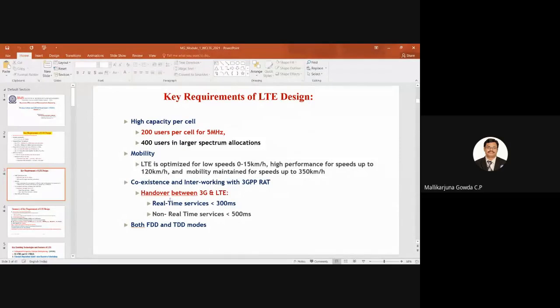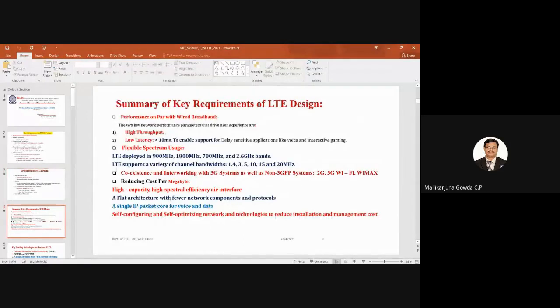To begin with, this is a summary. I wanted to highlight that LTE, the 4G network, will be operated in the 900 megahertz band, 1800 megahertz band, 700 megahertz band, and 2.6 gigahertz bands. I said it supports a variety of channel bandwidths. Again, I don't want to repeat that.